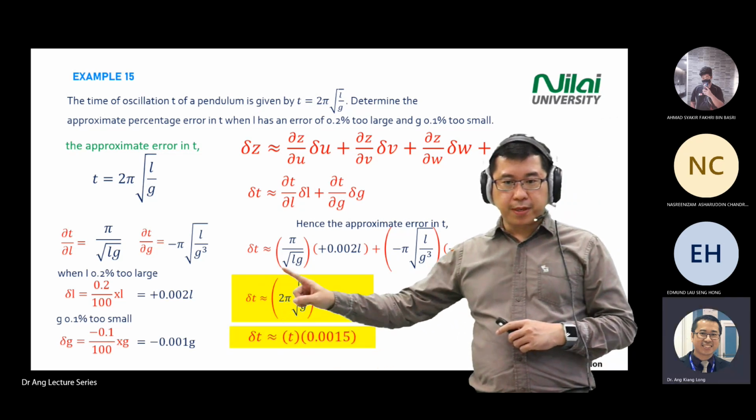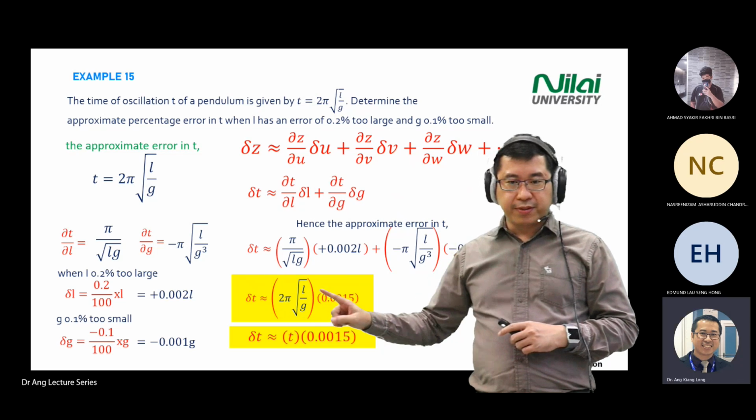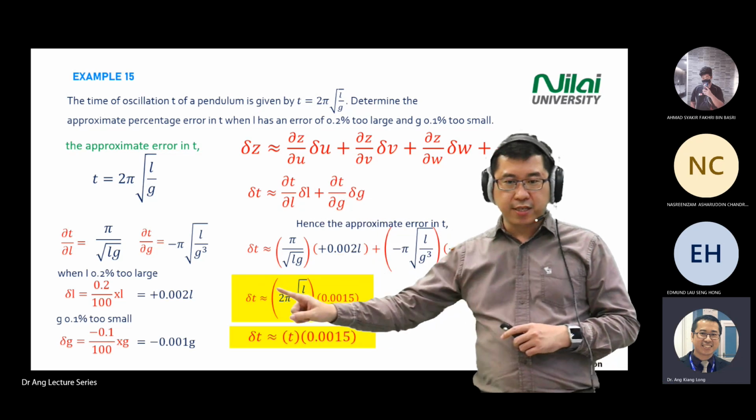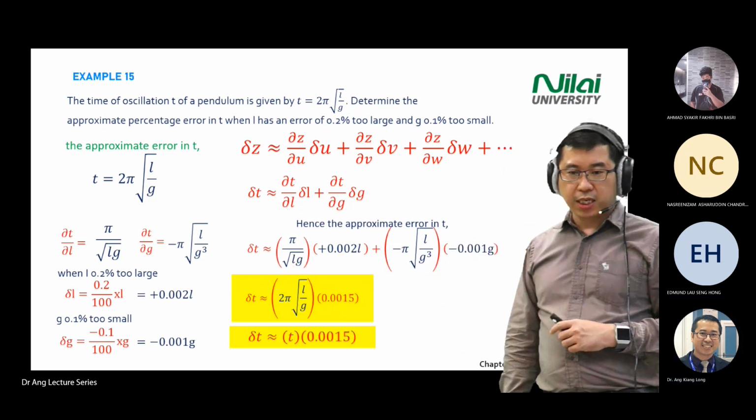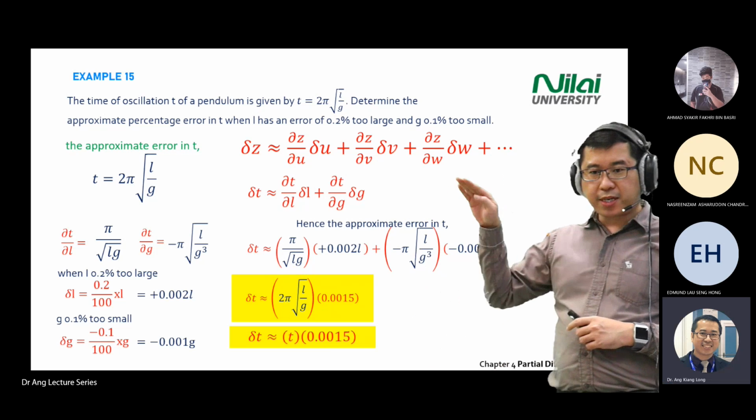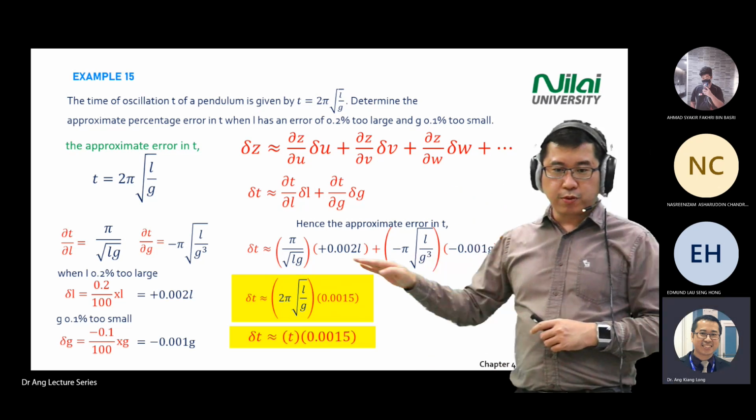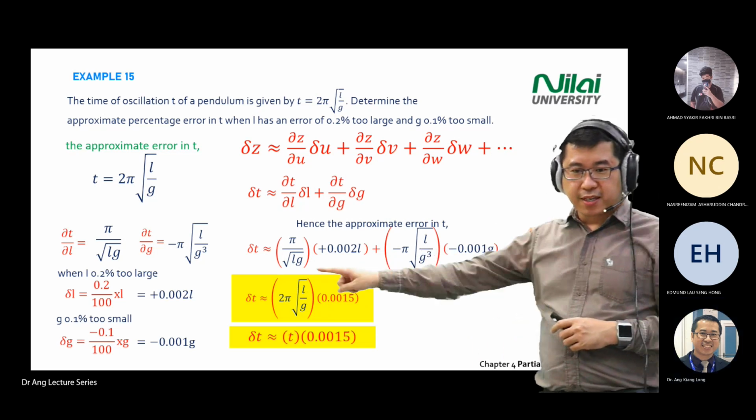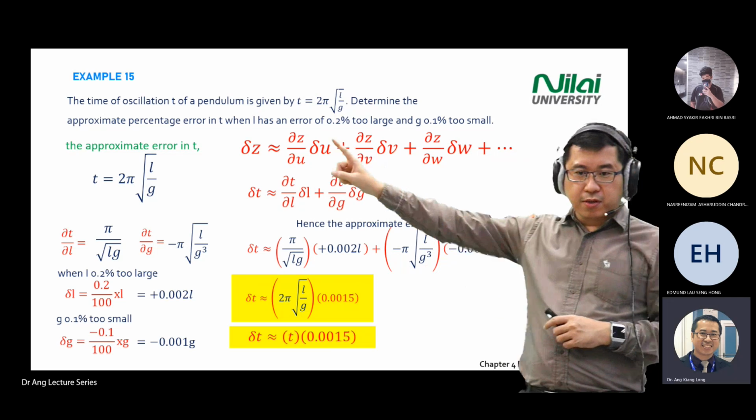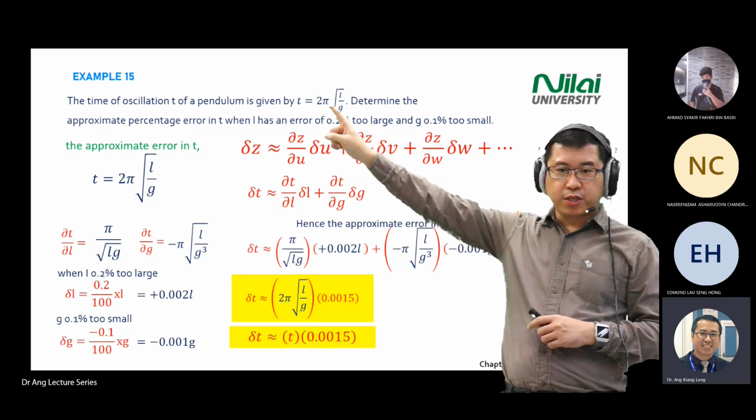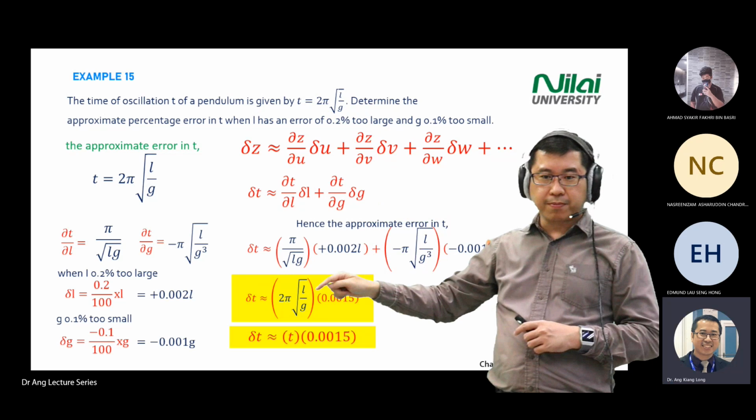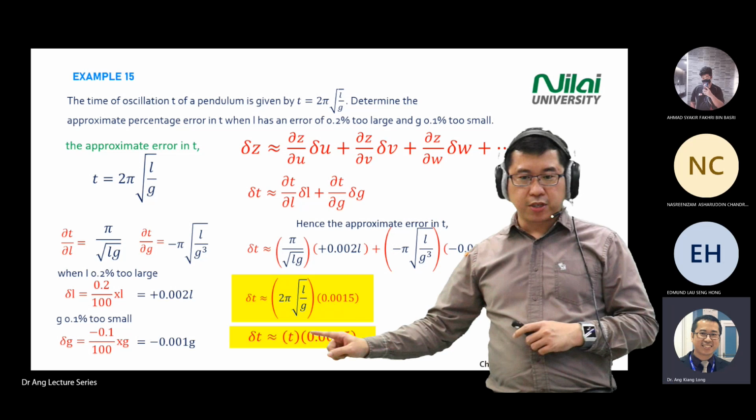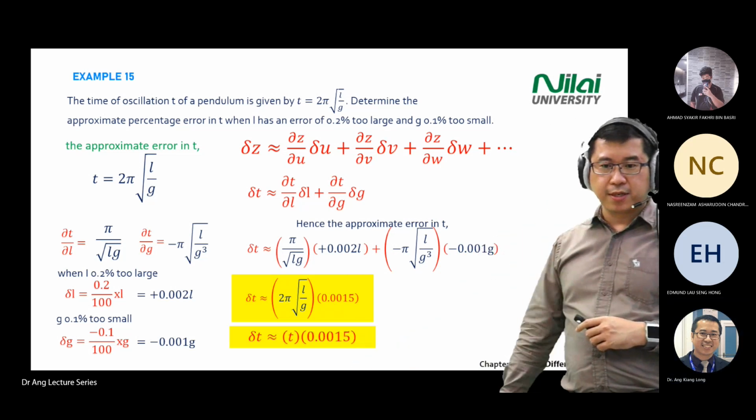Always remember, after you get this one, rewrite back what is your T. Rewrite this one, equal to T. If you see the procedure here, when you substitute your values inside here, we expect you to simplify this answer until you get the equation over here. You'll get something like this. Then you change this one in terms of T. Then you get the answer.